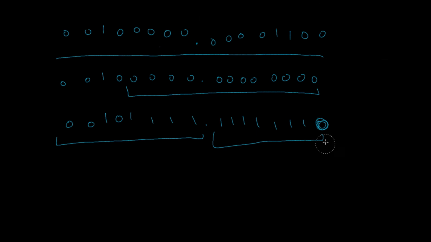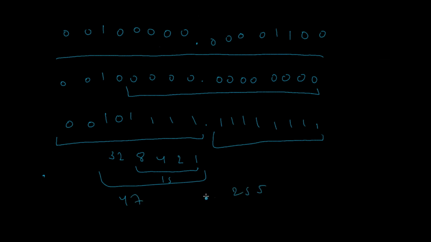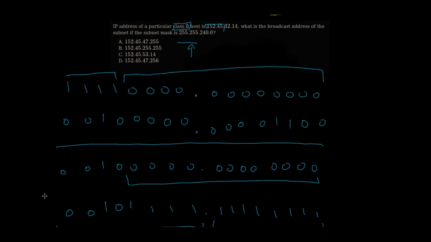So the last 4 bits will be this, and the last will be 0. This will be the last host bit, and for the broadcast address, it will be 1. So the broadcast address will be 32 plus 8421, which will be around 15, yes, it will be 47, and this is 255. The IP address will be answer A.